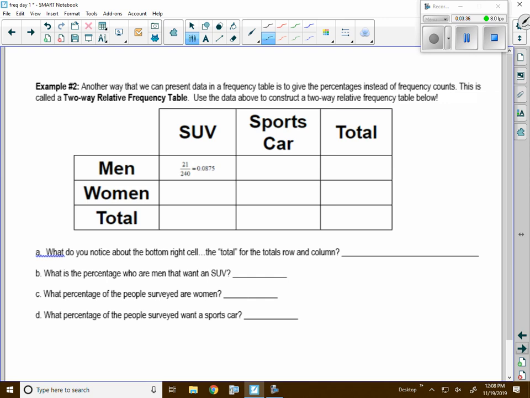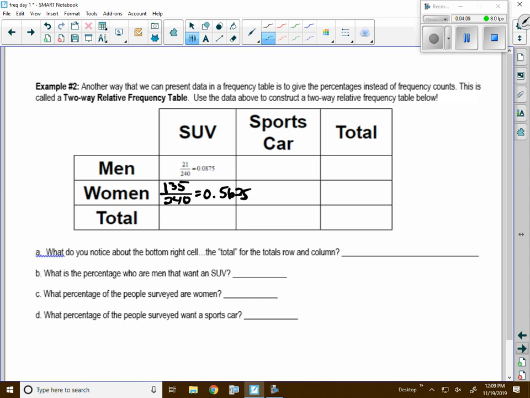Now we're going to fill in the rest of these boxes. If you look at women, there were 135 women. Our total was 240. In our calculators, we punch in 135 divided by 240, and we get 0.5625. I'm going to let you go ahead and tackle that. You're going to get your calculator and do that for each box.